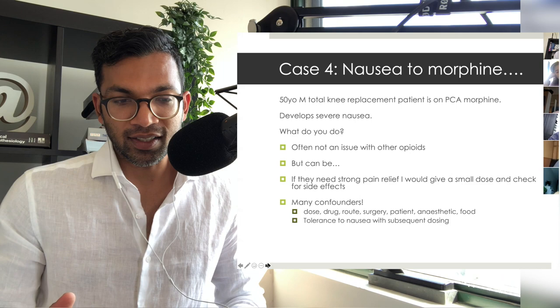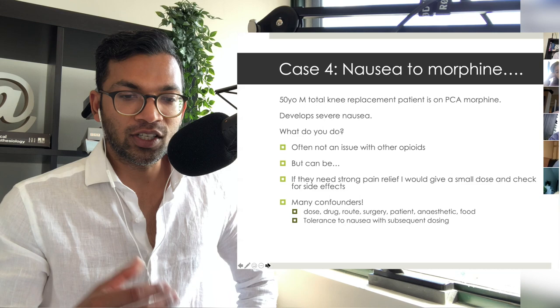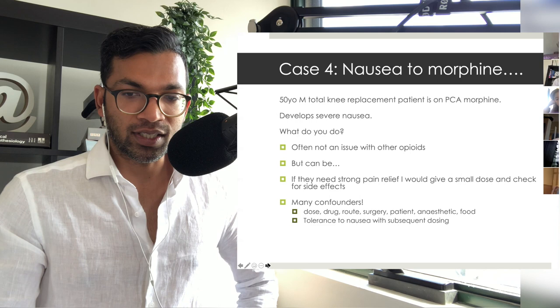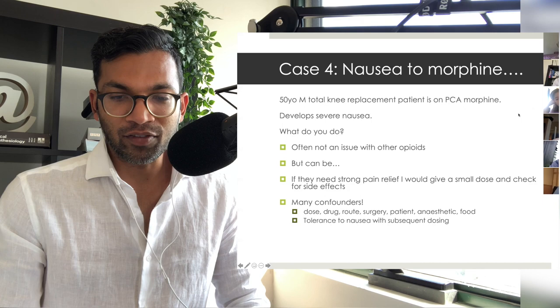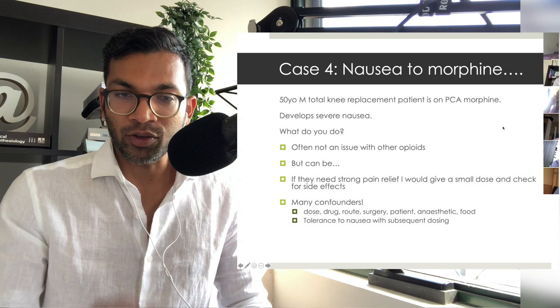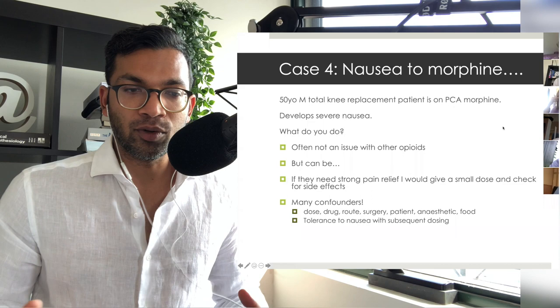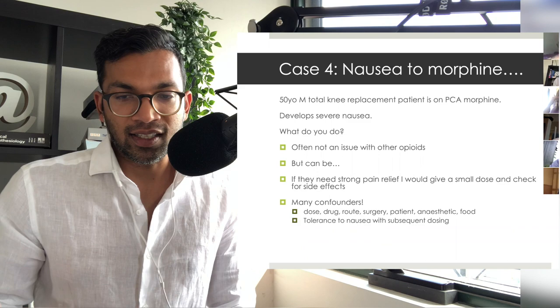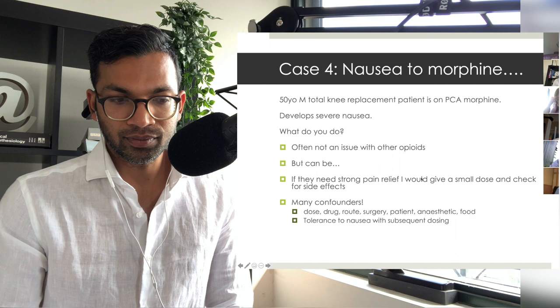Also, once you give an opioid, it might cause nausea the first time, but definite changes happen to your receptors. So subsequent dosing might mean that the nausea doesn't happen again. So it's really variable, and you have to have a varied approach to this. But I thought I'd raise this because it's such a common scenario that you'll get time and time again. What do you do? Patient's nauseous to morphine. You try some simple antiemetics. Nothing works. What do you do? The easiest thing to do is try another drug and then see what happens. It's really unsatisfying sometimes, but that's the best you can really do.